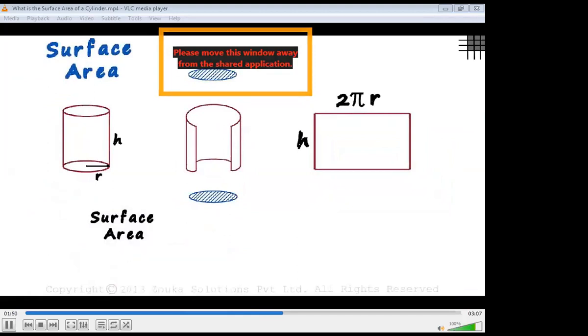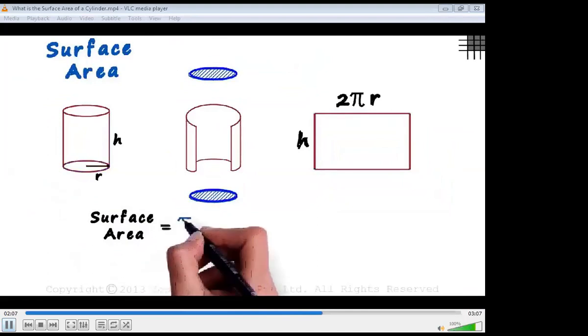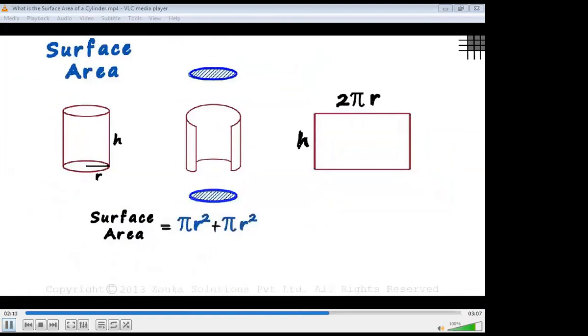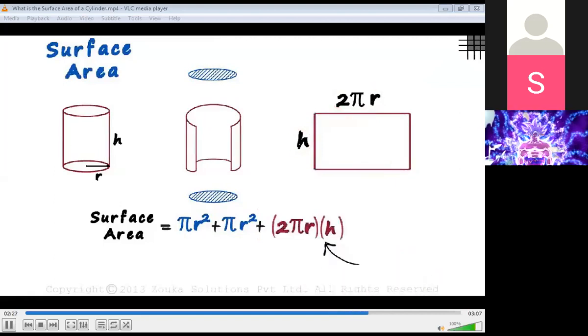The surface area will be the sum of all these three surfaces, two circles and the curved surface, which is the rectangle. The area of the circular base is pi r squared. Since there are two equal circles, we write pi r squared plus pi r squared. This covers the surface area of the top and the bottom surfaces. And the area of this rectangle will be length multiplied by breadth, which will be 2 pi r multiplied by h. This 2 pi r h is actually the curved surface area of the cylinder.